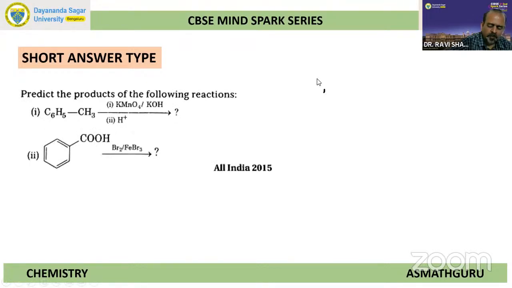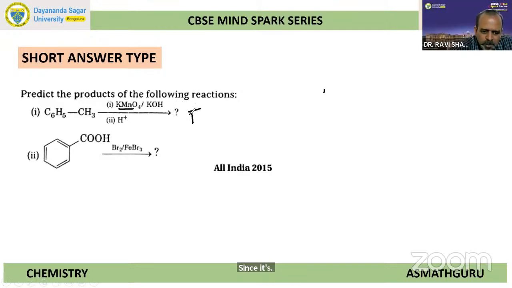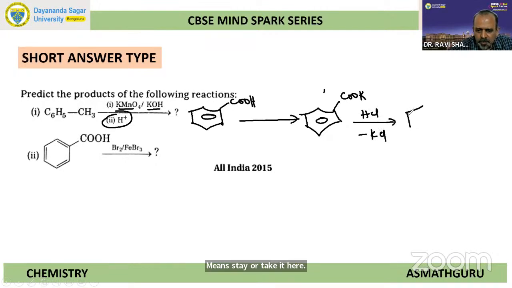Can I tell this? C6H5CH3 is oxidation, is it not? So you get benzoic acid. KOH is also there, sir. So it becomes COOK, salt, potassium benzoate. Then again it says hydrolysis, so I'll take HCl. K combines with Cl to form KCl. Again you get back benzoic acid.